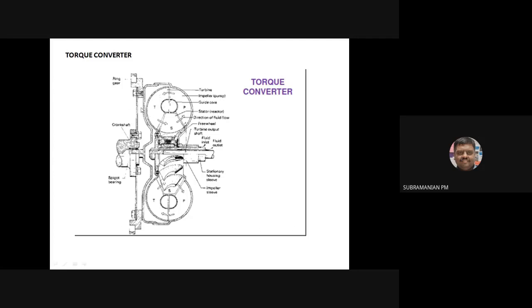See, turbine is near the flywheel side. My pump is connected to the flywheel, so my pump will be rotating along with the flywheel. And I will have another unit between turbine and pump. That is known as stator. What is the main function of stator? It is responsible for torque multiplication. So in torque converter, in addition to turbine and pump, we have a stator. And you can see the turbine is connected to the output shaft, that is the transmission shaft.